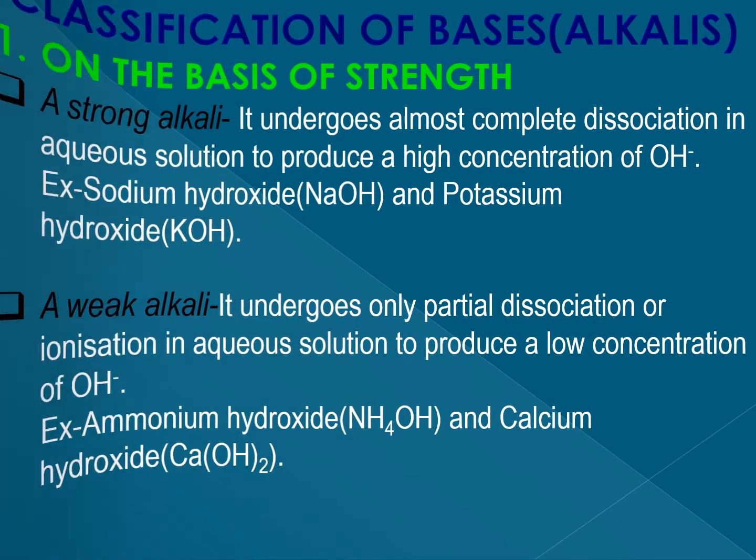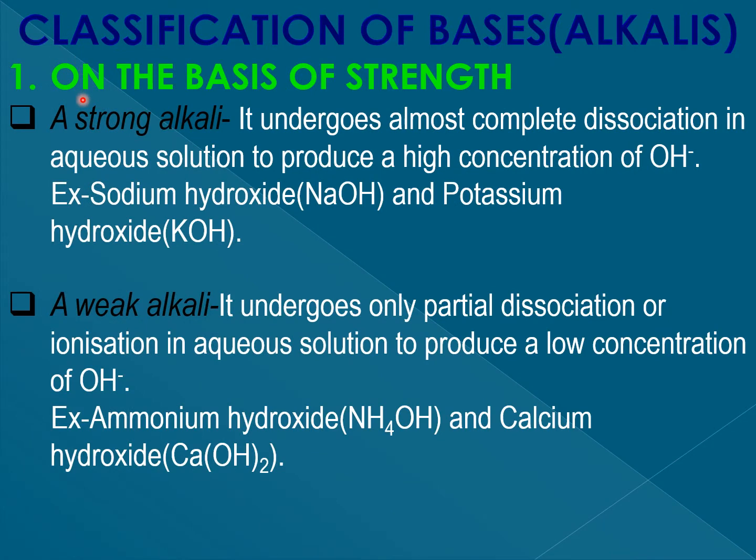Now let us classify bases, that is alkalis, on the basis of strength as strong alkali and weak alkali. That which undergoes complete ionization in aqueous solution to form a high concentration of OH minus ions is called a strong alkali, like sodium and potassium hydroxide. An alkali which undergoes partial dissociation or ionization in aqueous solution to produce a low concentration of OH minus ions is called a weak alkali, like ammonium hydroxide and calcium hydroxide.